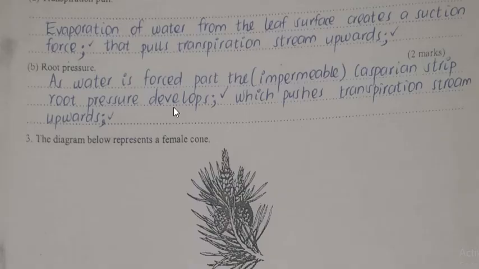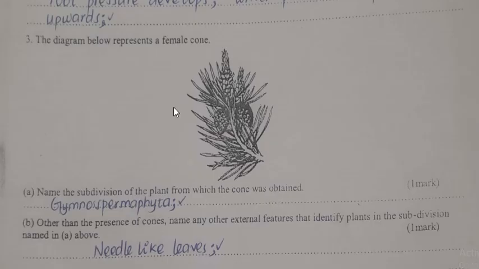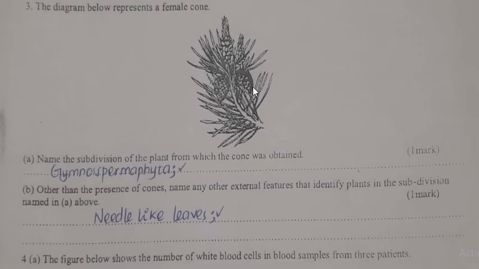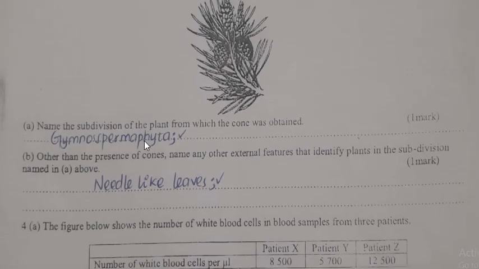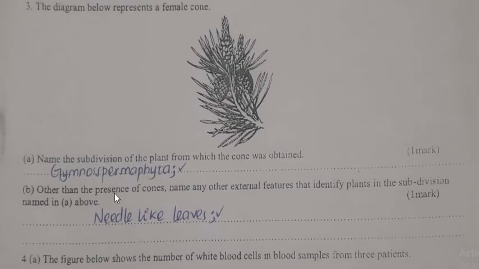Then question 3, the diagram below represents a female cone, as you can see. Name the subdivision of the plant from which the cone was obtained, and the subdivision is Gymnospermophyta. We accept Gymnospermatophyta, Gymnospermae. All those are accepted.